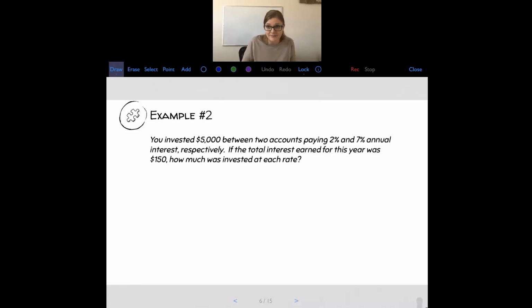So read it again if you want. But again, sometimes the last sentence will tell us what our two variables are. We want to know the amount invested at 2% and the amount at 7%. So those can form our two variables.